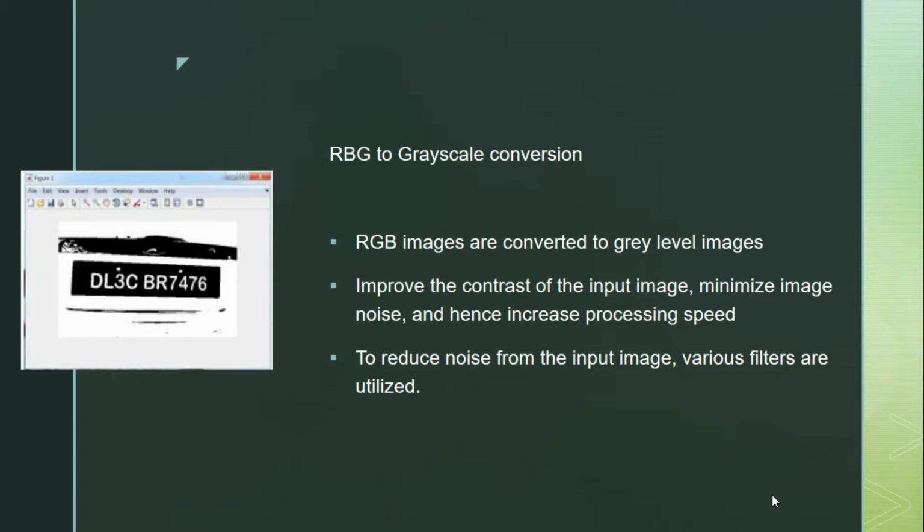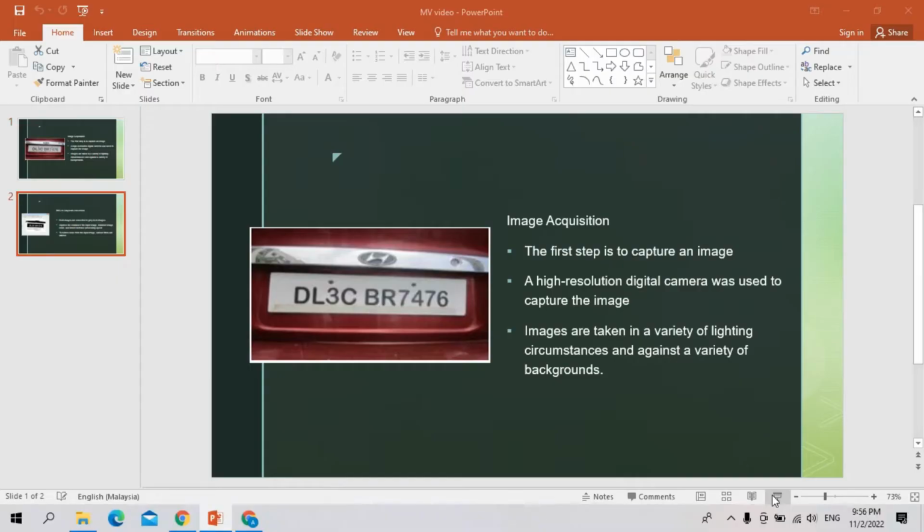RGB images are converted to gray level images, which are subsequently converted to binary images during image processing. The primary goal of image pre-processing is to improve the contrast of the input image, minimize image noise, and hence increase the processing speed. Moreover, various types of filters are utilized to reduce noise from the input image. That's all from me. Thank you.